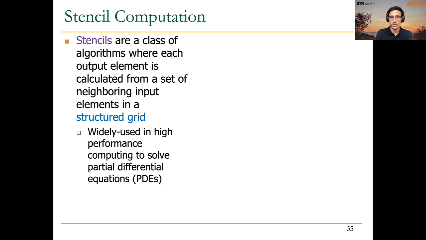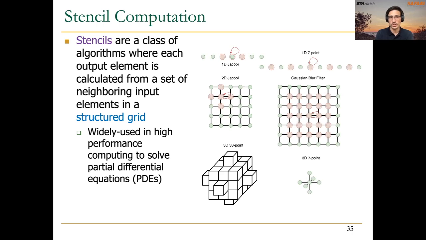Stencils are widely used in high performance computing to solve, for example, partial differential equations. And there are many different types of stencils, for example, 1D, like this 1D Jacobi or 1D 7-point, 2D, like the 2D Jacobi or the Gaussian filter that we have discussed before. And there are also three-dimensional stencils, like, for example, a quite complex one here with 33 points or with 7 points. And of course, we can keep increasing the dimensionality of the stencils.